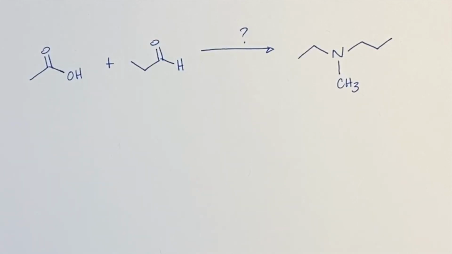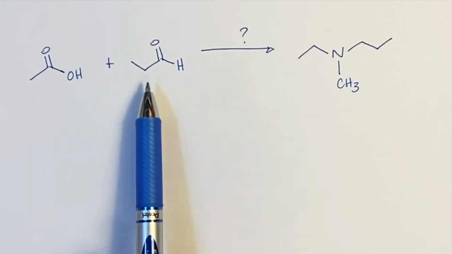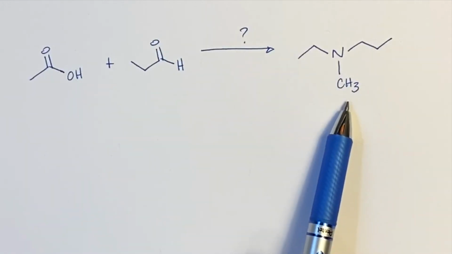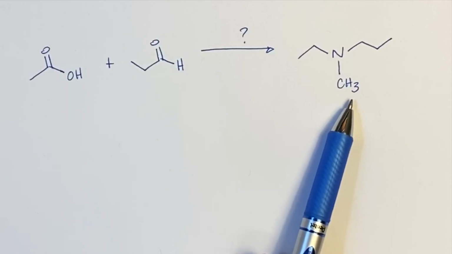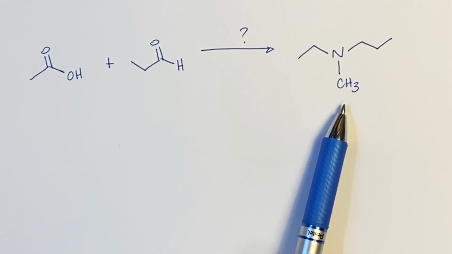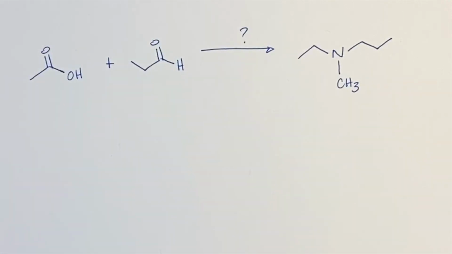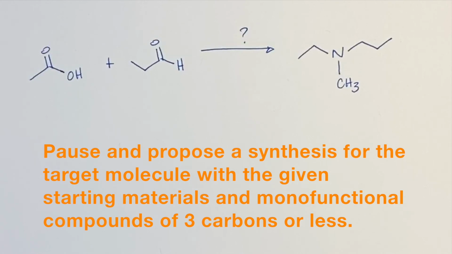As an example of a synthesis question, we could look at a synthesis where I ask you to take this carboxylic acid and this aldehyde and combine them in order to make this tertiary amine. When it comes to your strategy, you'll need to think about ways that you know how to make tertiary amines, and there's multiple syntheses that you could come up with. The limitation is that you may only introduce monofunctional compounds with one carbon or less to incorporate into your final product. You also must use this carboxylic acid and aldehyde in your synthesis. Pause the video and come up with a synthesis.